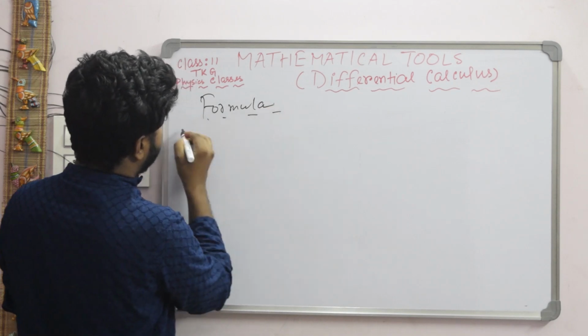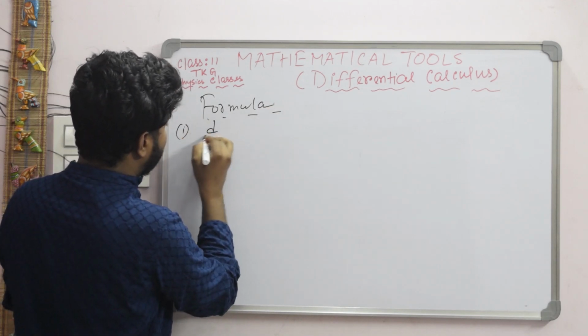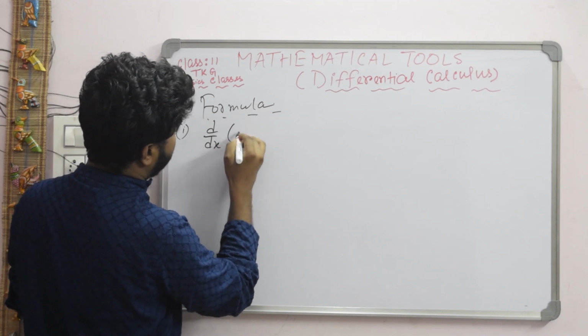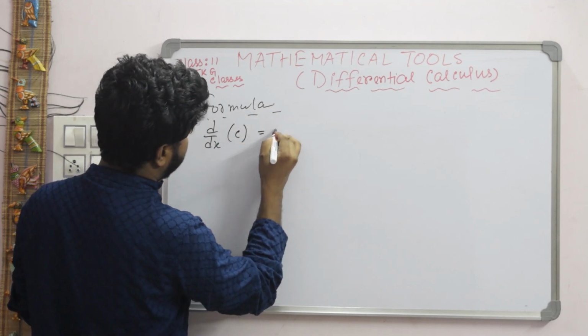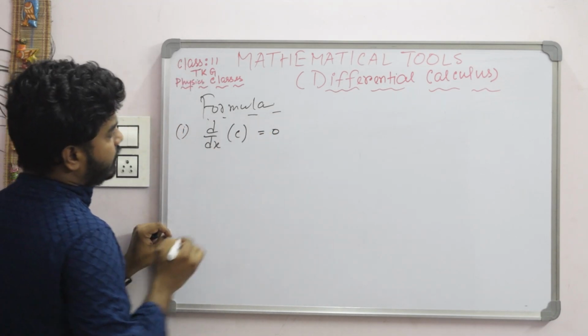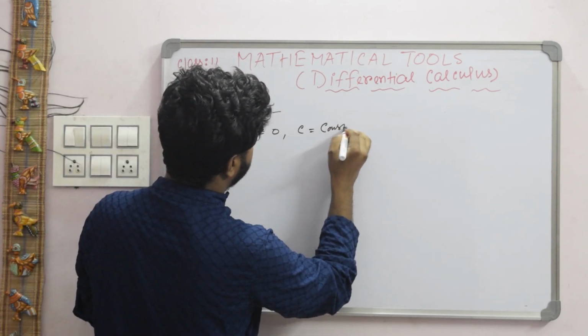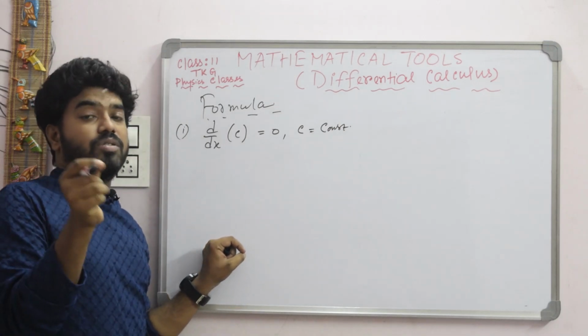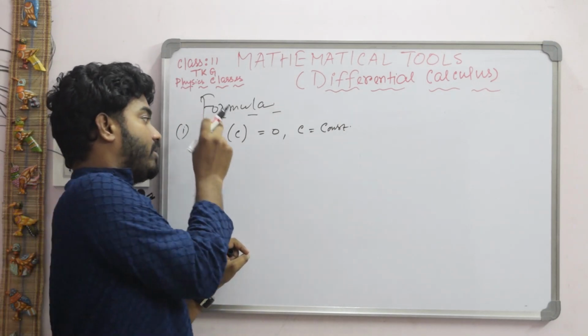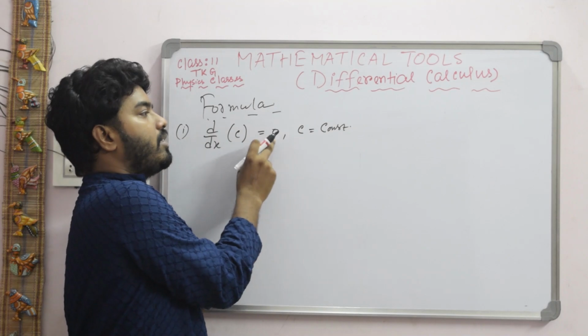Formula point 1: d/dx of c is equal to 0. What is c? c is a constant. That means when there is a constant value, the differentiation result of this constant is 0.